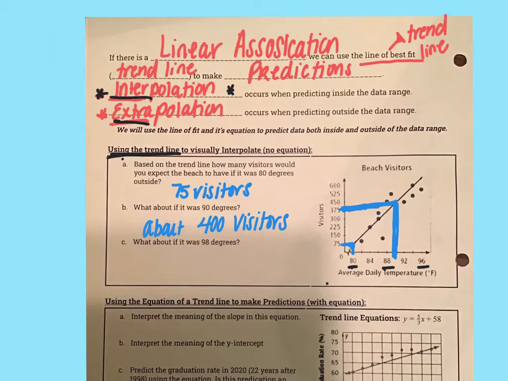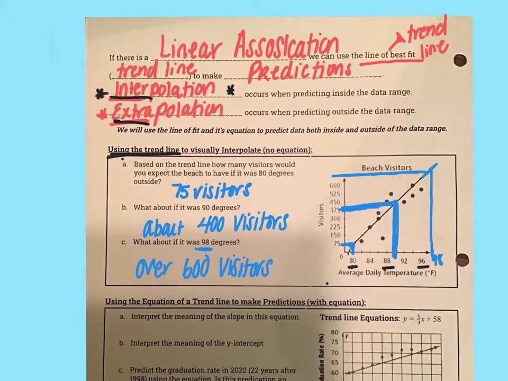And then it says, what if it was 98 degrees? Now, 98 degrees isn't on our graph. And if it was, it would be about right here. So if I extended this trend line out and I drew my line up, I would say that it's off my graph. But I can kind of keep going and I can say that I'm going to be over 600 visitors.